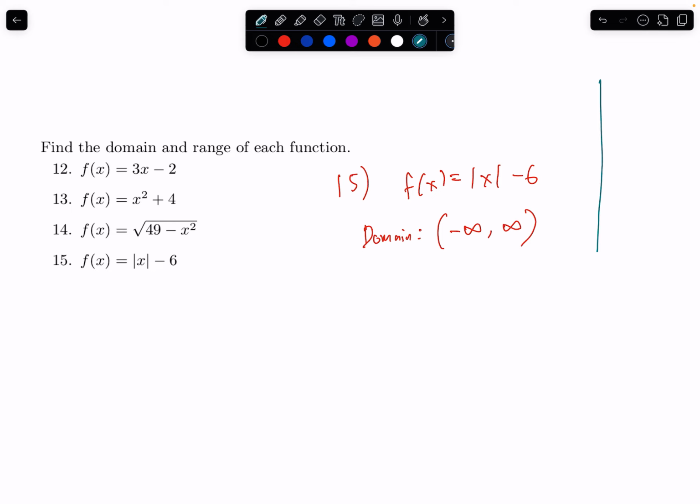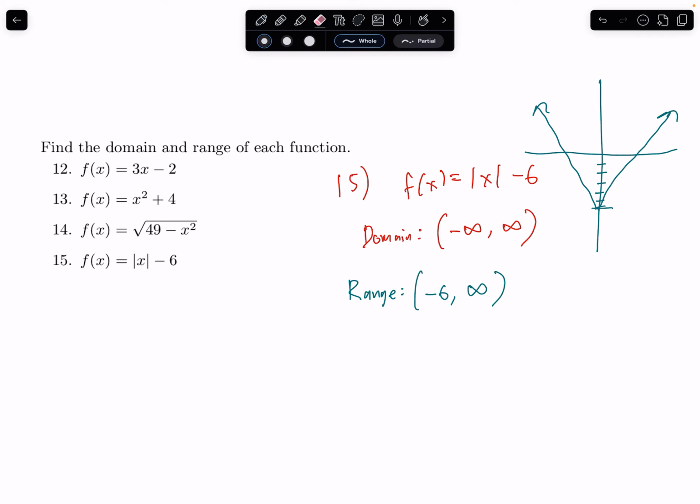Okay, now what about the range? I think it's, again, helpful to start from the picture here. Normally, absolute value of x looks like this, right? But if I subtract 6, it's going to go down by 6, 2, 3, 4, 5, 6. And then it's going to go up like that. That's the sketch of the picture. So looking at that, the lowest value is going to be negative 6. It's going to go up forever. So that means the range is going to be from negative 6 to infinity.